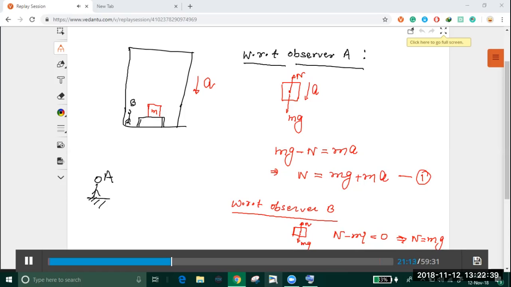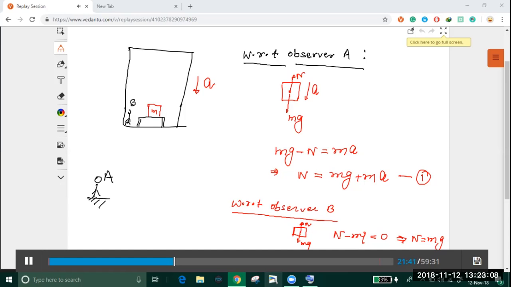Observer B. Why? Because observer B is also moving with the block, the mass m. So he feels that it is at rest, but actually it is moving, accelerating. So what do we do to get the exact answer for observer B?